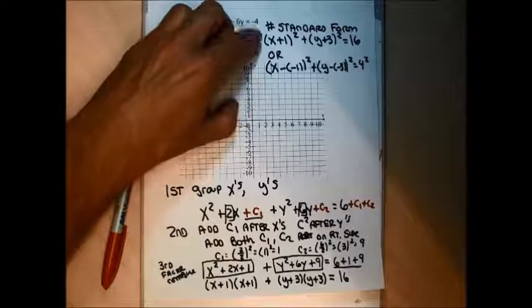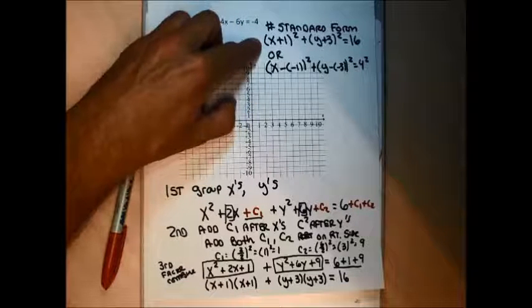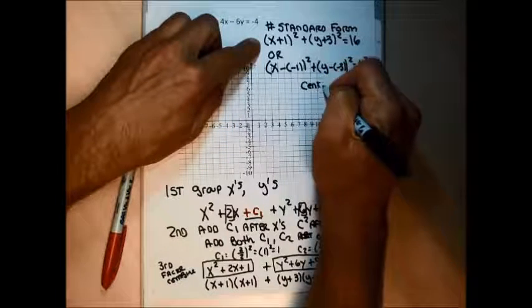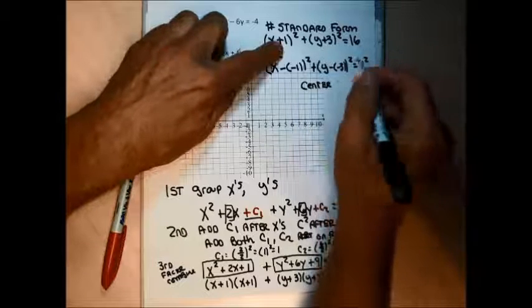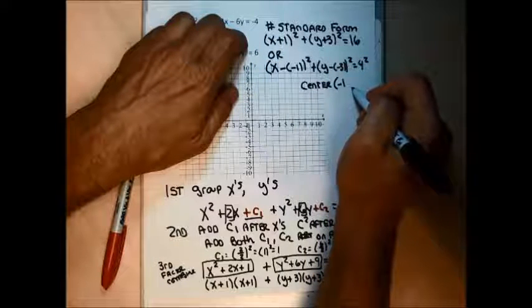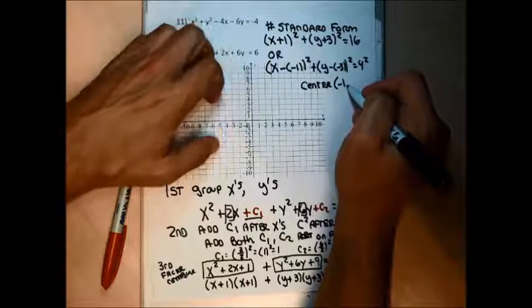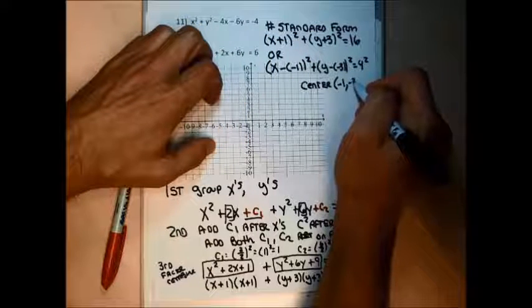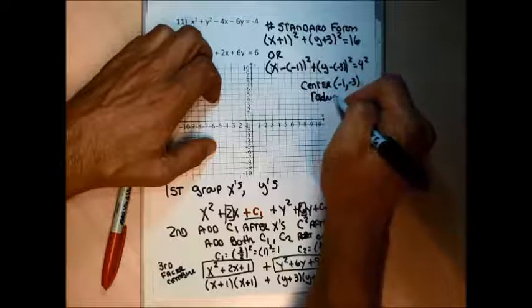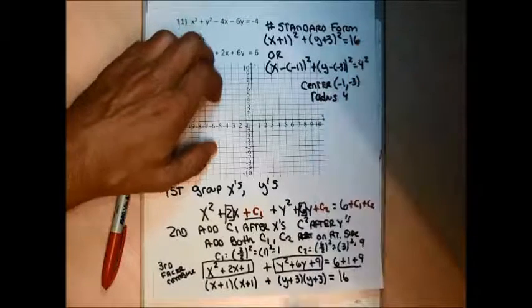And the radius is 4. Usually I leave it in the simplified standard form, and this would tell me that the center, I go to the x parentheses, change the sign of the number, and get negative 1 for the x coordinate of the center. Y parentheses, change the sign of the number and get negative 3 for the y coordinate of the center. And then my radius is going to be the square root of that 16, which is 4.